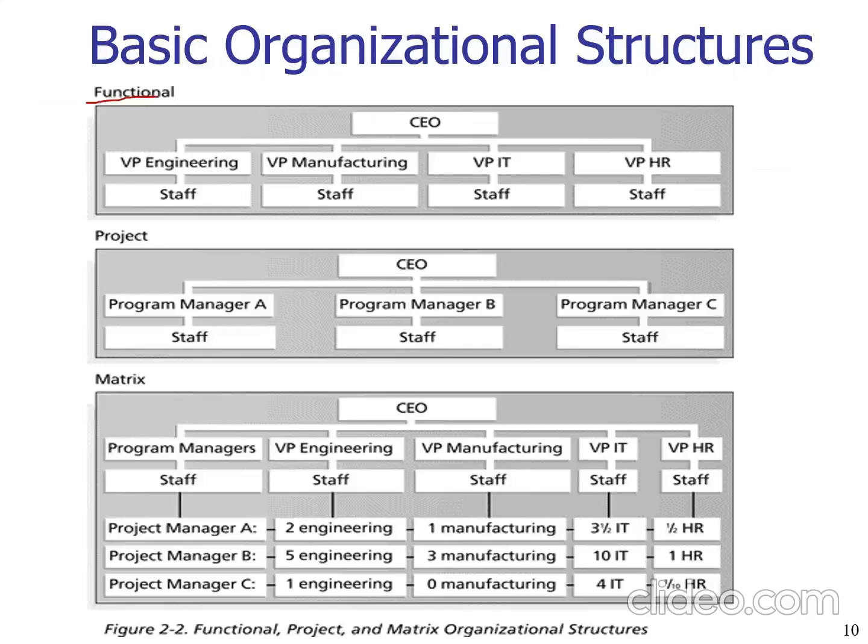We have the functional structure. This starts with the CEO, followed by the different departments and the staff under those departments. Then we have the project structure organization. This starts with the CEO, then the program managers, then the staff under each program manager. And then we have the matrix, which also starts with the CEO, then the program manager, then the staff. Then we see the project manager and the staff that is assigned to that project manager.